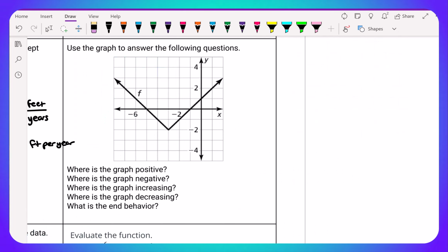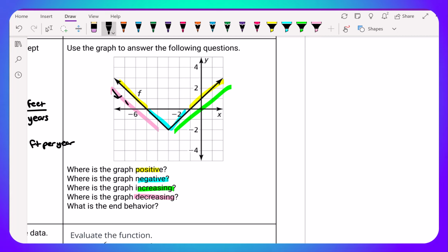All right, so on the end of course, they're definitely going to ask you about intervals, whether the graph is positive, negative, increasing, decreasing, and then they might throw in an end behavior question. So the easiest way to do this is to use highlighters. Positive is going to be above the x-axis. Negative is going to be below the x-axis. Increasing is going to be, if you're riding that roller coaster from the left to the right, you're increasing here and you are decreasing here.